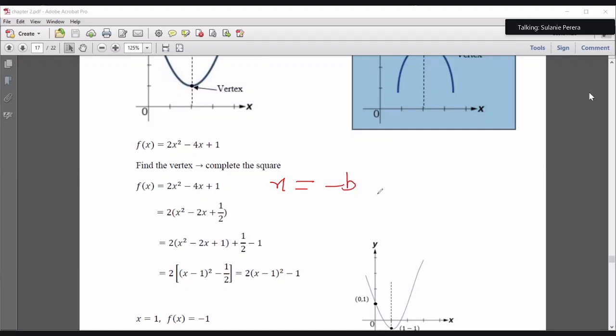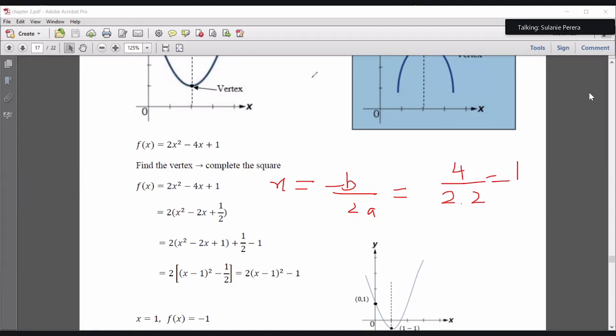Minus b over 2a. So minus b is 4, 2 times a is 2. So here you get 1. So that is the axis of symmetry, x equals 1. See here, we have drawn the line at x equals 1. So that is the axis of symmetry.